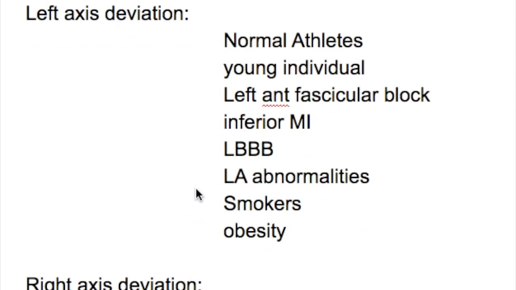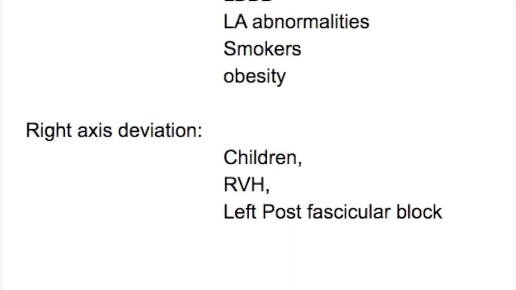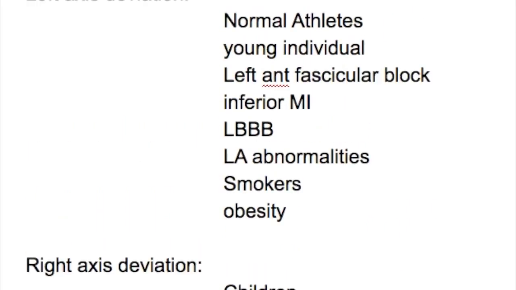So if you see here, inferior MI causes left axis deviation, whereas lateral MI causes right axis deviation. The left anterior fascicular block causes left axis deviation, and left posterior fascicular block causes right axis deviation.